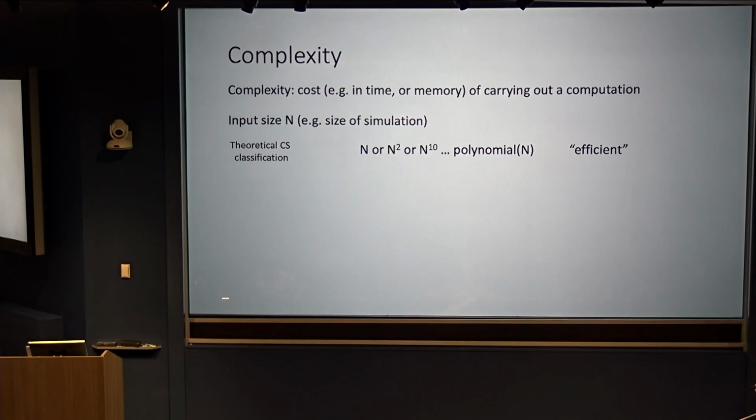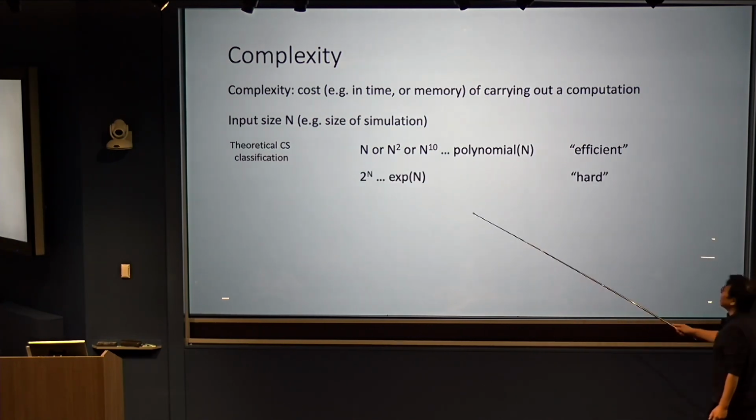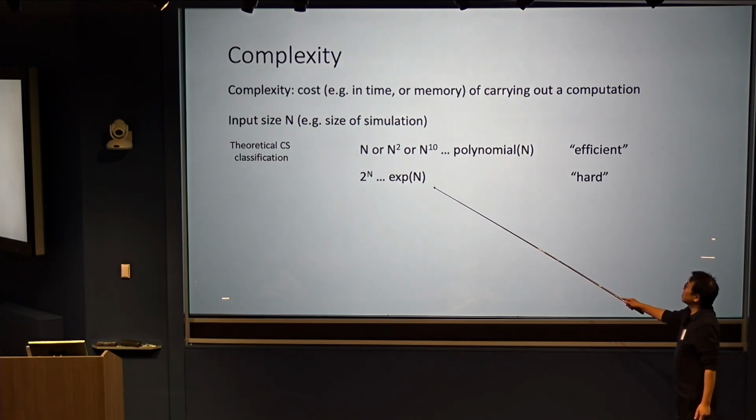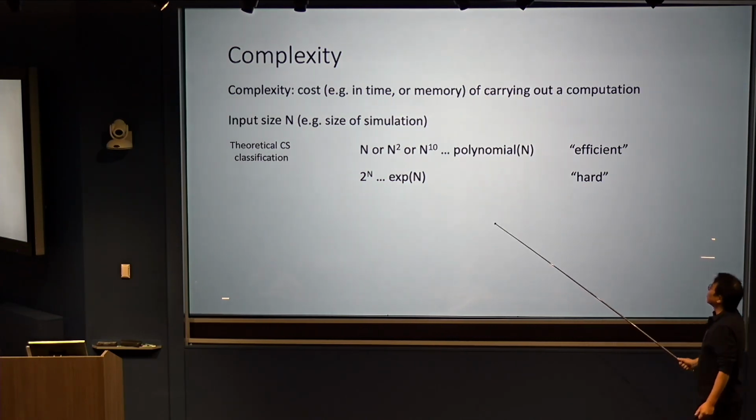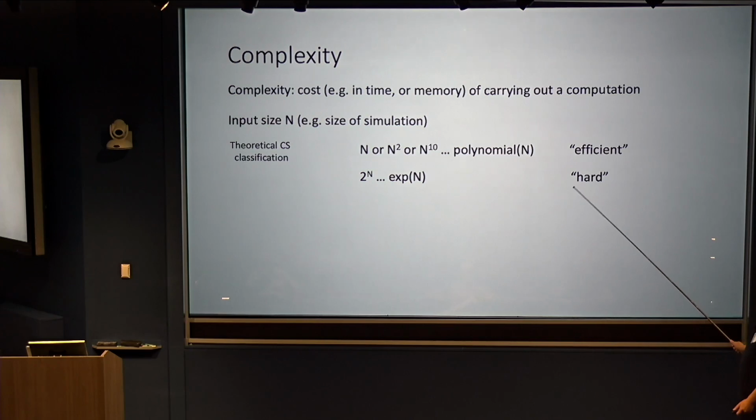And then another common category of problems are ones where if you just change the problem size a little bit, for example, you just add one more atom to the simulation, then the cost just blows up immediately and you cannot do it. Those kinds of problems have an exponential dependence of the cost on the problem size. And we call these exponentially hard problems. Hard, that's the technical term.